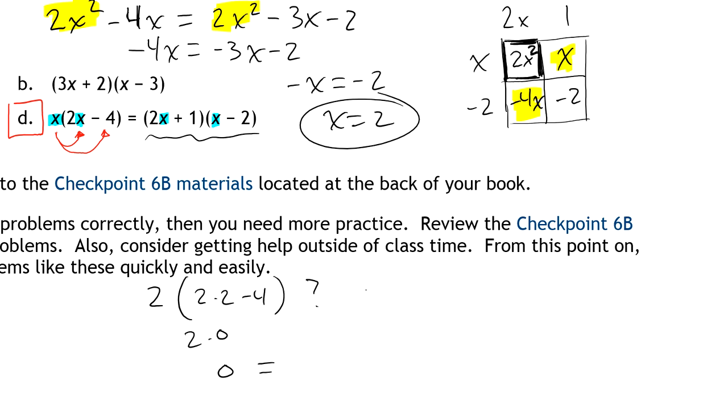Over on the right-hand side, we've got 2 times 2 plus 1 in our first set of parentheses, times 2 minus 2 in the second set of parentheses. So this first set of parentheses is 4 plus 1, which is 5, but I end up multiplying that by 0, so it becomes 0 also. So when x is 2, that forces the left-hand side and the right-hand side of that equation to become 0. So x is 2 is most definitely the solution.